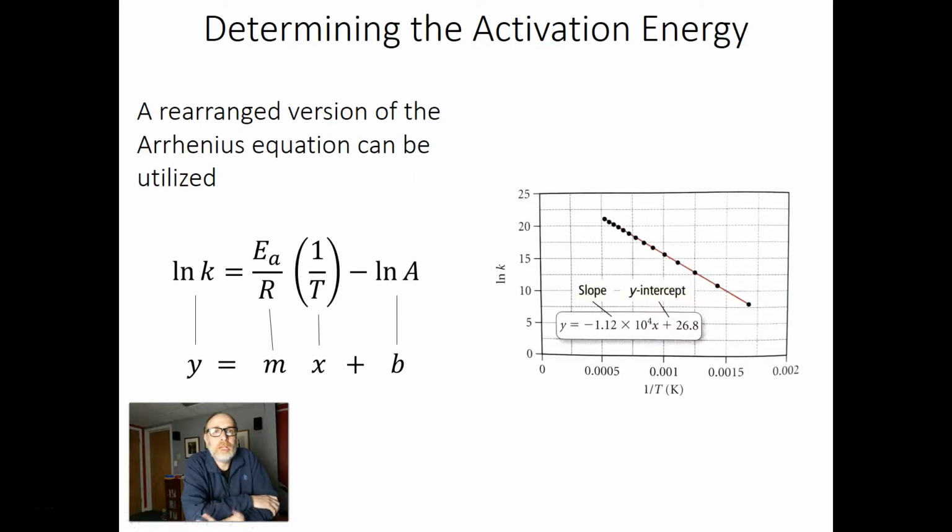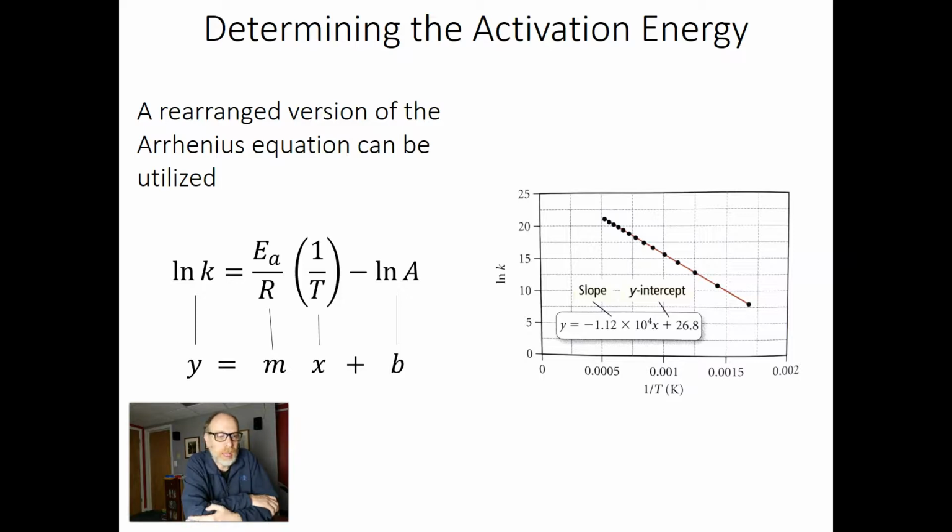We can also look at the Arrhenius equation in a completely different way. We can look at it as a single point instead of 2 separate points. We can rearrange it and get the natural log of the rate constant on the left, and this other stuff on the right, which has the form of y equals mx plus b. So if we plot the natural log of the rate constant versus the inverse of the temperature, 1 over the temperature, we should get a straight line.